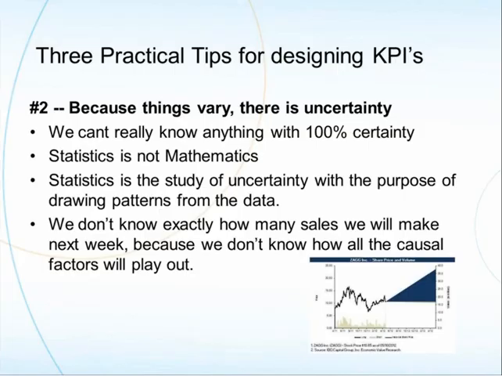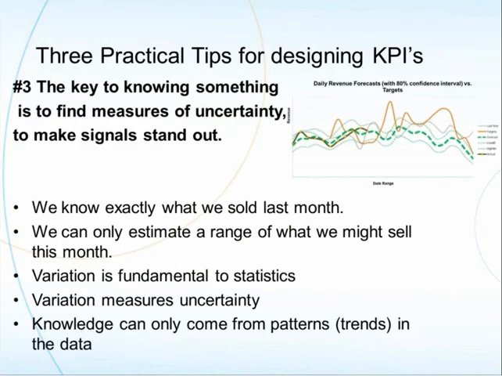The further out you go, the less sure you are about what those numbers are, because the variation becomes bigger. So understanding this, you never rely 100% on forecast or predictives that somebody might give you. Instead, they should be used really to help guide you in terms of the decisions that you make. And the third thing is that the key to knowing something is to really find and measure the uncertainty. And those are the signals that really need to stand out.